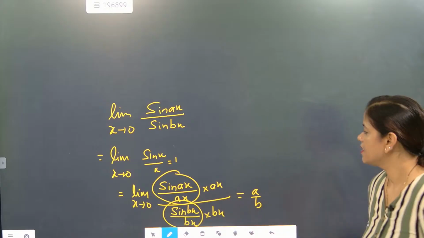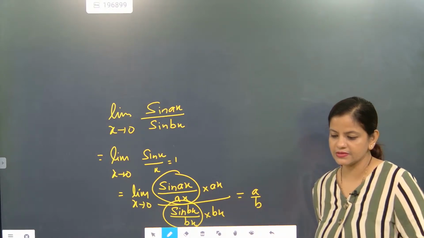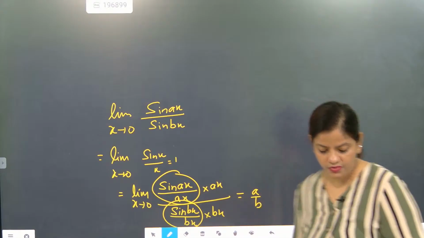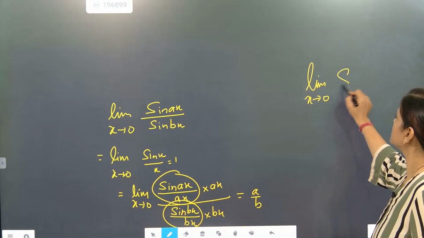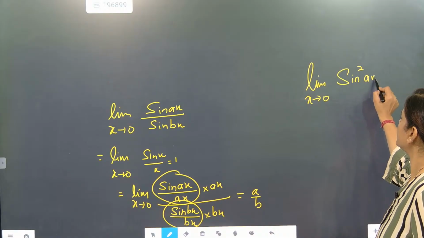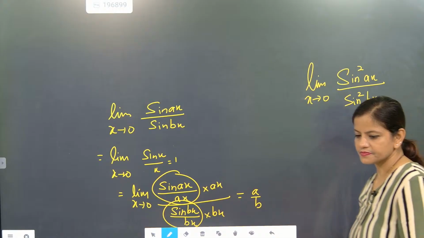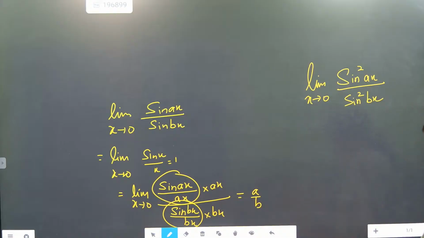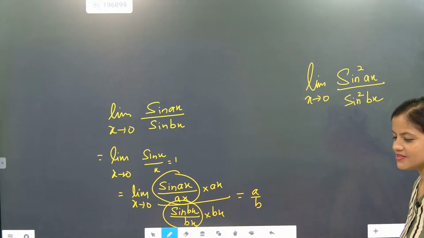So this is exactly the answer. Very simple, no complication, direct answer. Nothing to be done here. Now one more question I am giving you. Try solving this question. What will be the answer? Limit x tends to 0 sine square ax by sine square bx. Because I am going to make it a little difficult for you. What is the answer, without solving?